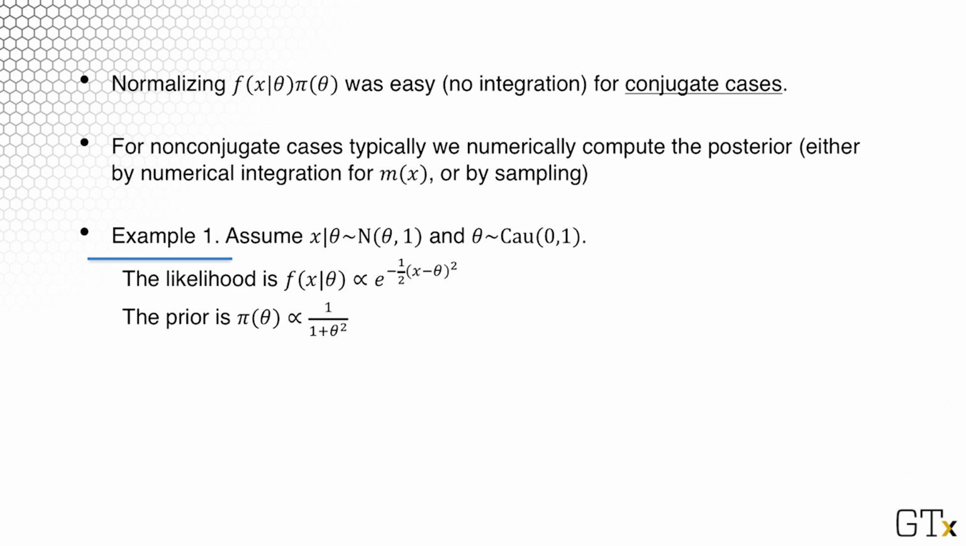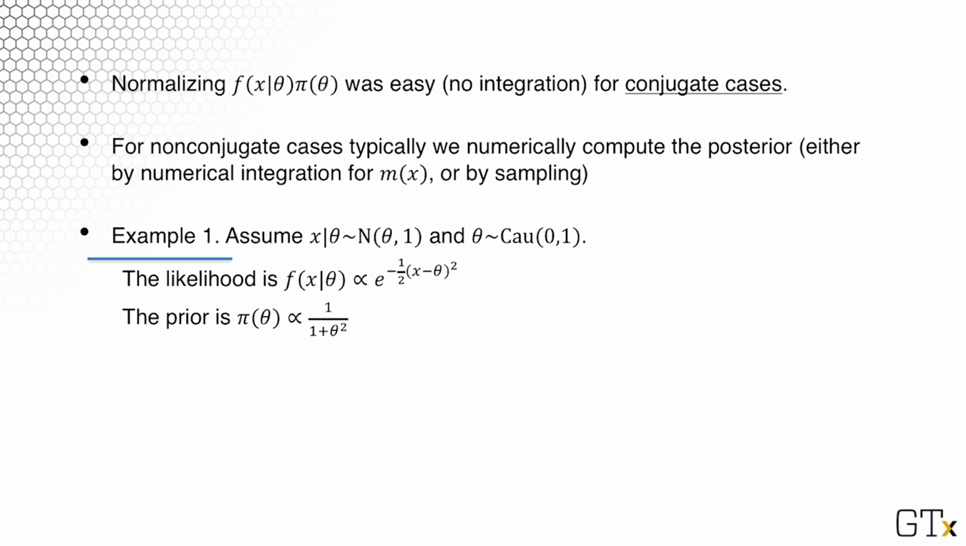In the previous units we saw a way around it. If the problem was conjugate, if the likelihood and prior formed a conjugate pair, we did not need to integrate. We find the form of the product, the kernel, conclude what the distribution is, and simply normalize by the fact that we know what distribution it is. We saw this in binomial-beta, Poisson-gamma, and so on. However, for non-conjugate cases, typically we need to numerically compute the posterior, either by numerical integration for the marginal or by random sampling, which is going to be discussed.